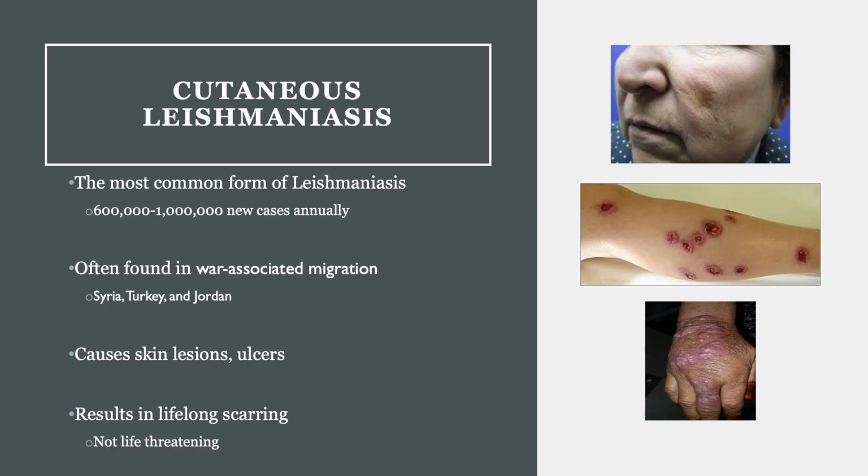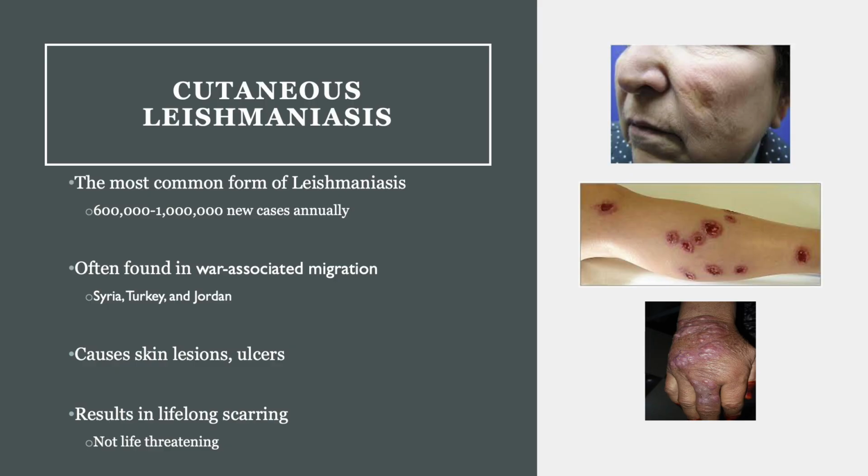Cutaneous leishmaniasis is a parasitic disease often referred to as the great imitator because it mimics a wide range of dermatoses. Cutaneous leishmaniasis, shortened by many physicians to CL, is the most common form of leishmaniasis, with an estimated 600,000 to 1 million new cases each year.